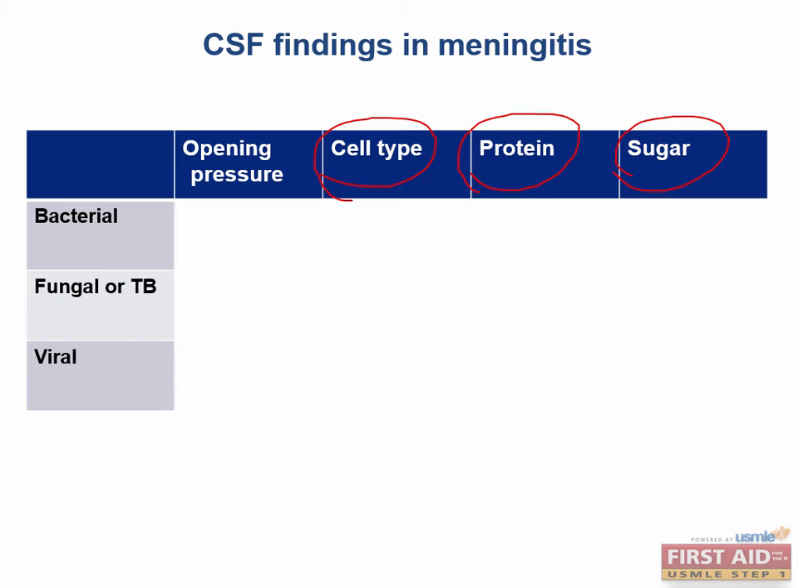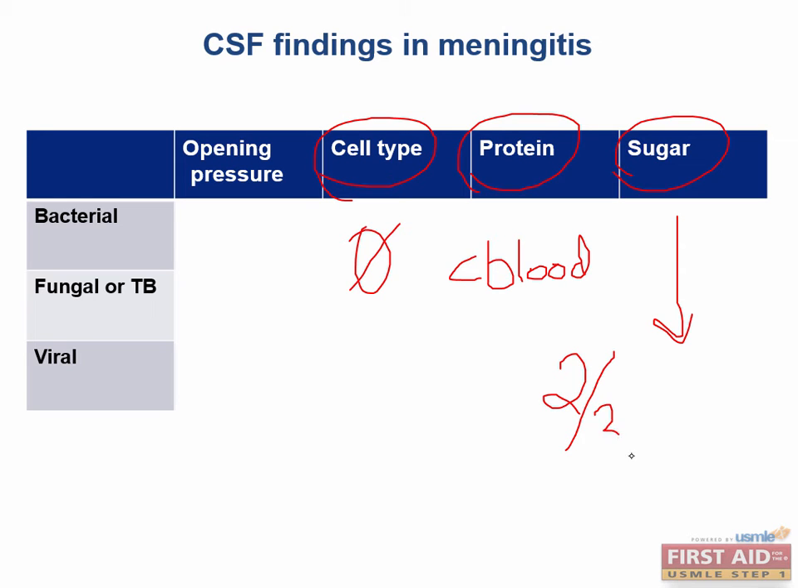Now, it's important to remember there should not be any cells in a normal CSF. In normal CSF, the protein should be less than in the blood, and in terms of glucose, the glucose of the CSF is usually about 2/3 of the glucose concentration in the bloodstream. So for example, if there's 100 milligrams per deciliter of glucose in the blood, there should be about 66 milligrams per deciliter in the CSF, roughly.